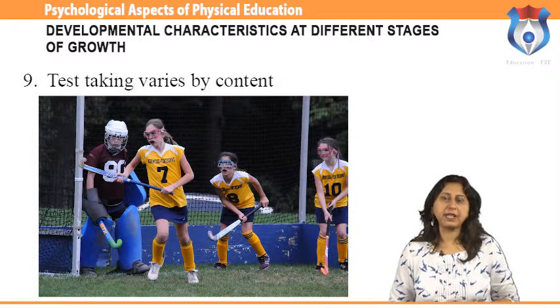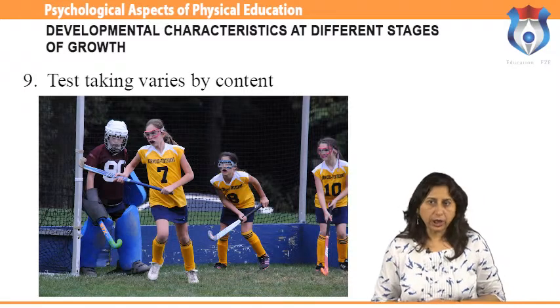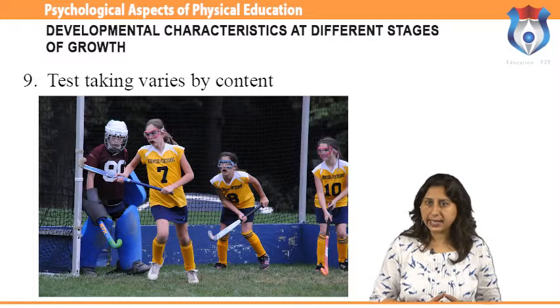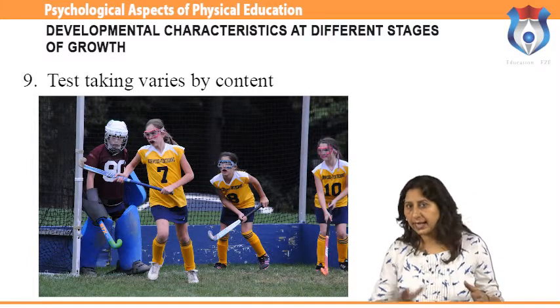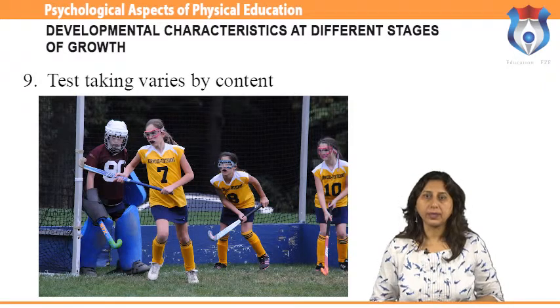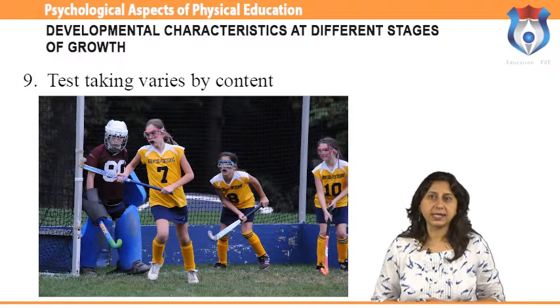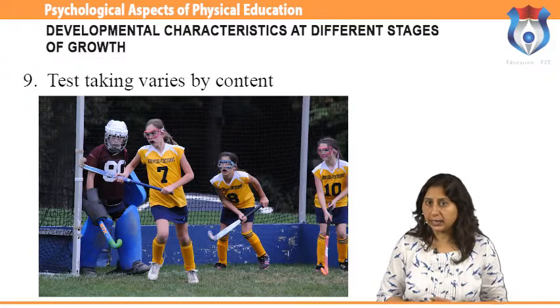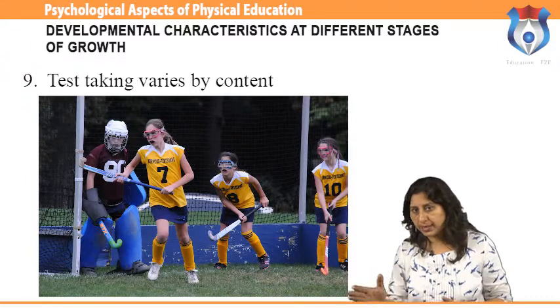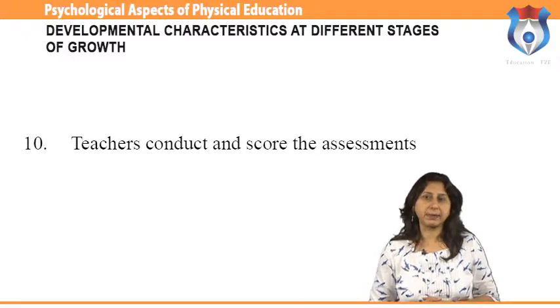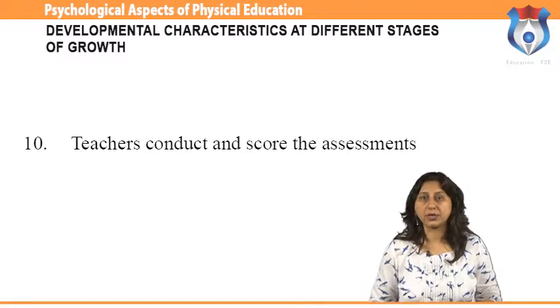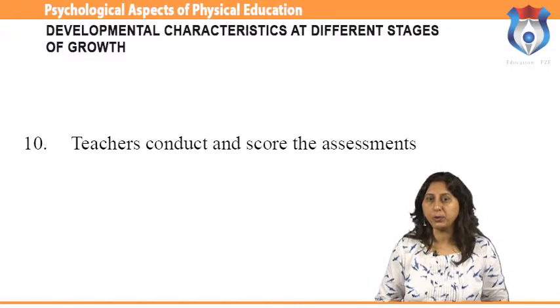Test taking varies by content. Cognitive affective assessments will be conducted as a pre-test in the first 2 weeks of school and a post-test in the last 6 weeks of school. Fitness testing should be administered as a pre-test in early October and post-test in April. Teachers conduct and score the assessments. Teachers are expected to score their own students' psychomotor performance.